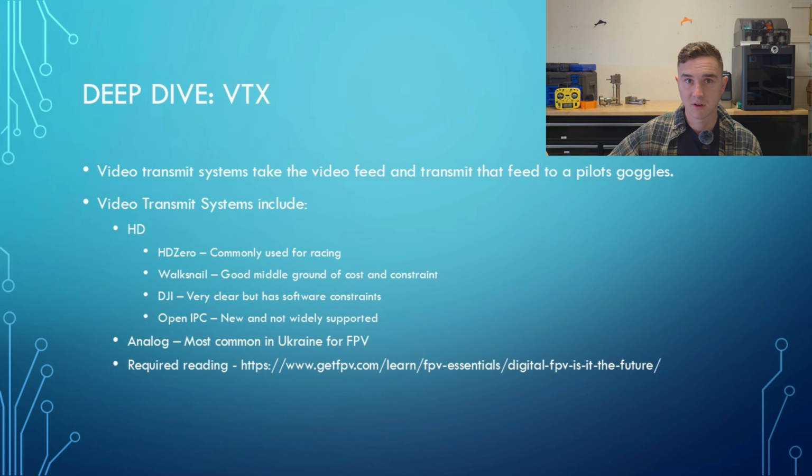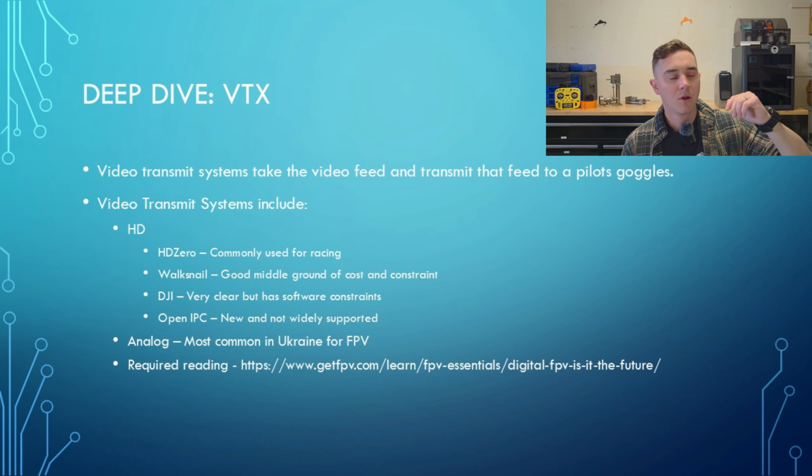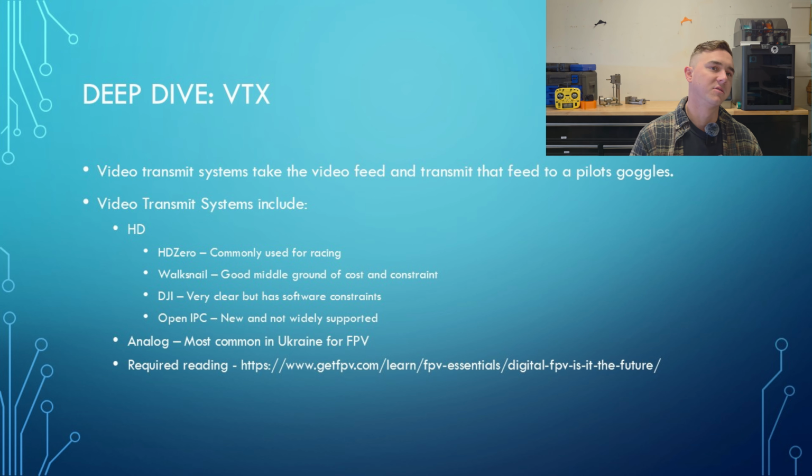Okay, so video transmit system does exactly that. It takes the video feed either from the flight controller or from the camera directly, sends it over the air, and it's received by your goggles. Okay? There's HD and there's analog. HD works, generally speaking, except for HD0, by sending pictures across the air. And then when your video transmitter stops receiving those signals, you just get the last image.